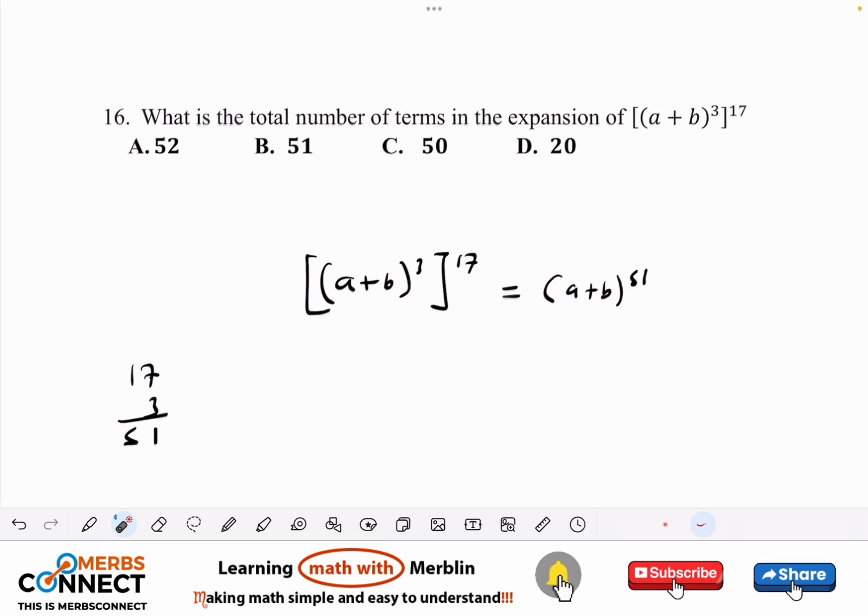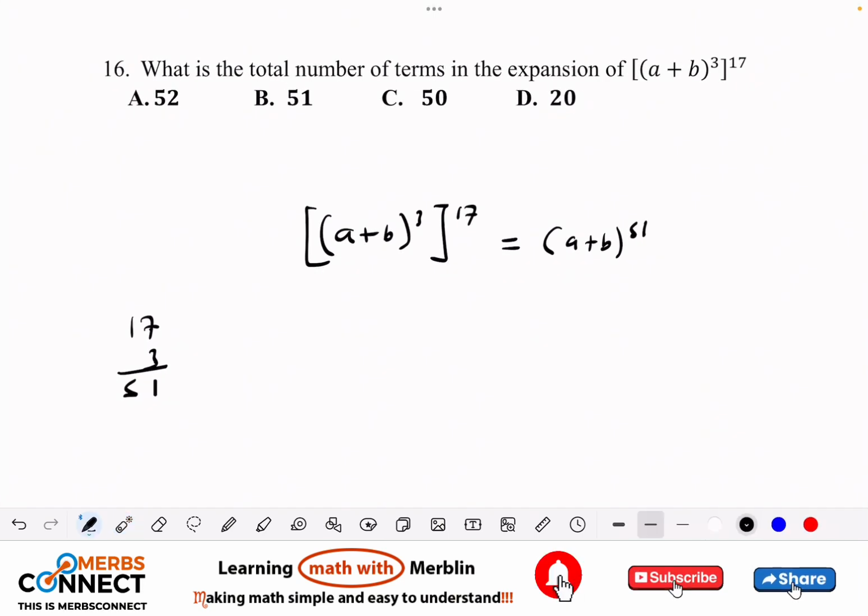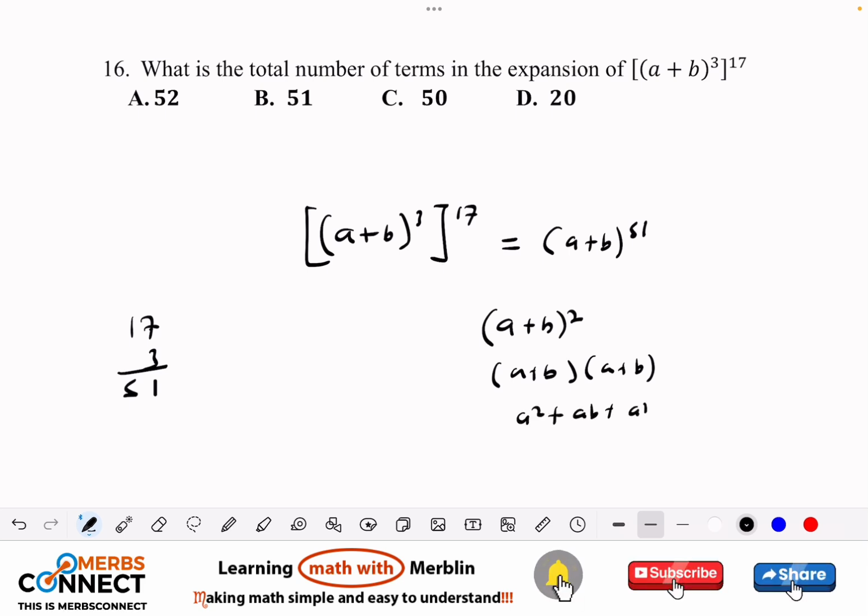But the only assumption I can give it is, let's assume that this is a plus b squared. Let's expand this and see what we are going to get. a plus b, a plus b. When you expand, what do you get? a squared plus ab plus ab plus b squared. And what will be the terms?